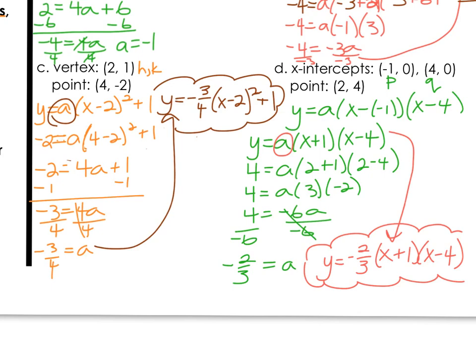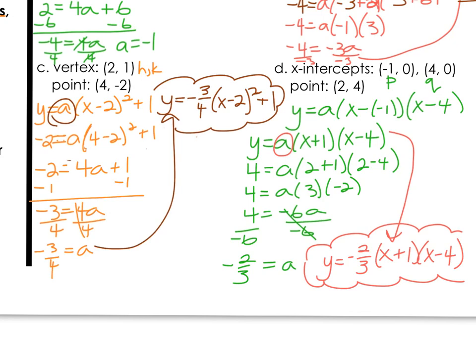Okay, everybody, let's see how you did. For part C, the vertex was 2, 1, and it goes through the point 4, negative 2. I plugged in what I knew for h and k and then used an additional point to solve for my a value, and I got an a value this time of negative 3/4. Then plugging it back into the equation, y equals negative 3/4 times x minus 2 squared plus 1. And there would be the equation of that quadratic function.